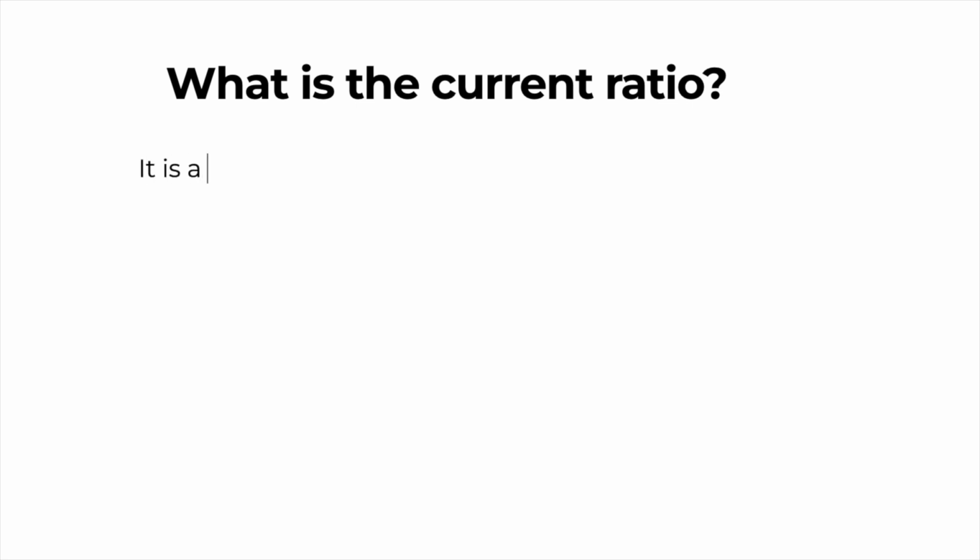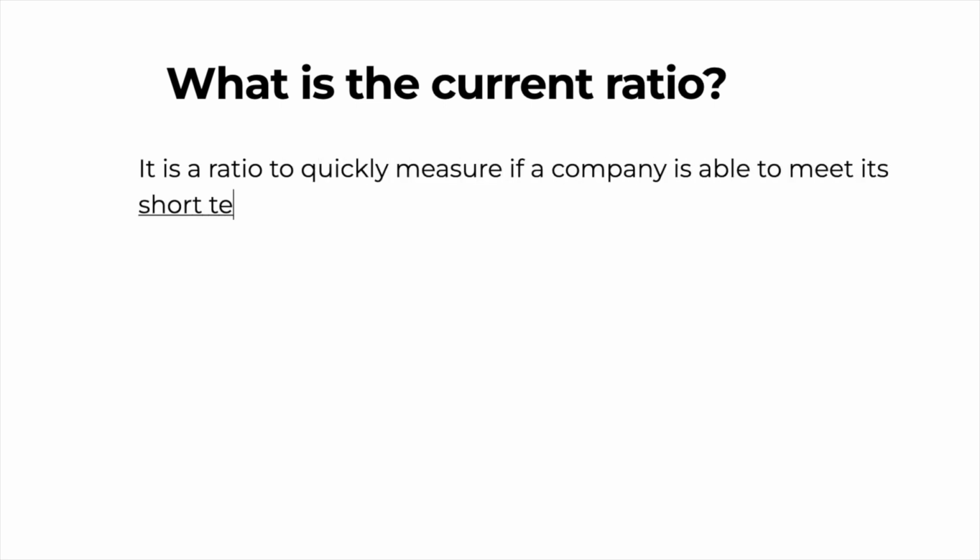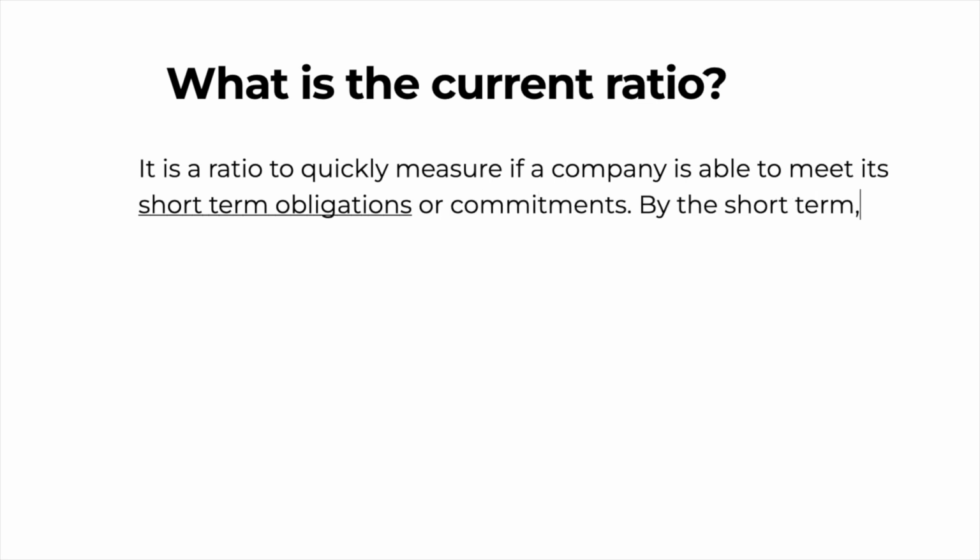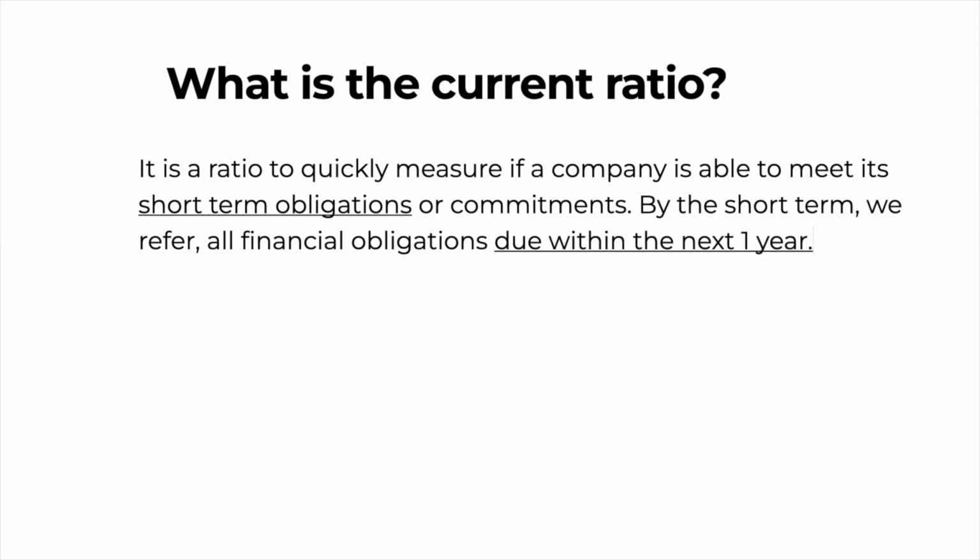Now, what is the current ratio? Let me try to explain this in the most simple way. In the simplest way, it is a ratio to quickly measure if a company is able to meet its short-term obligations or commitments. By the short term, we refer all financial obligations due within the next 1 year.